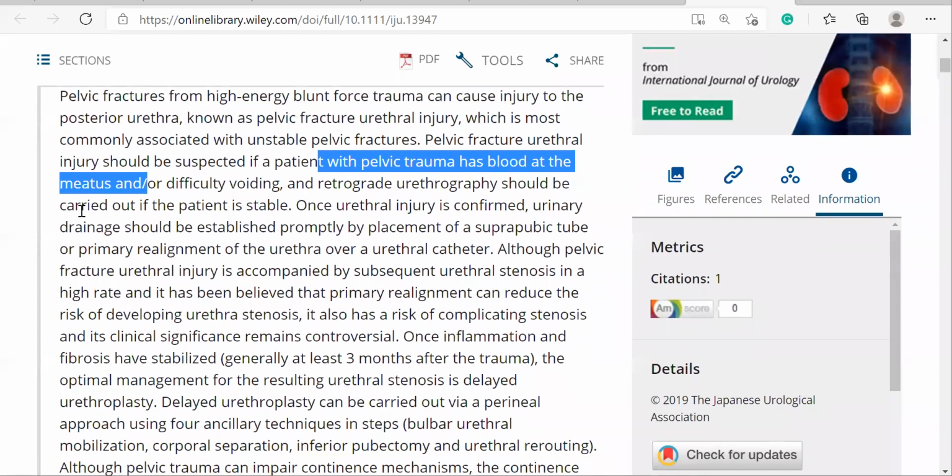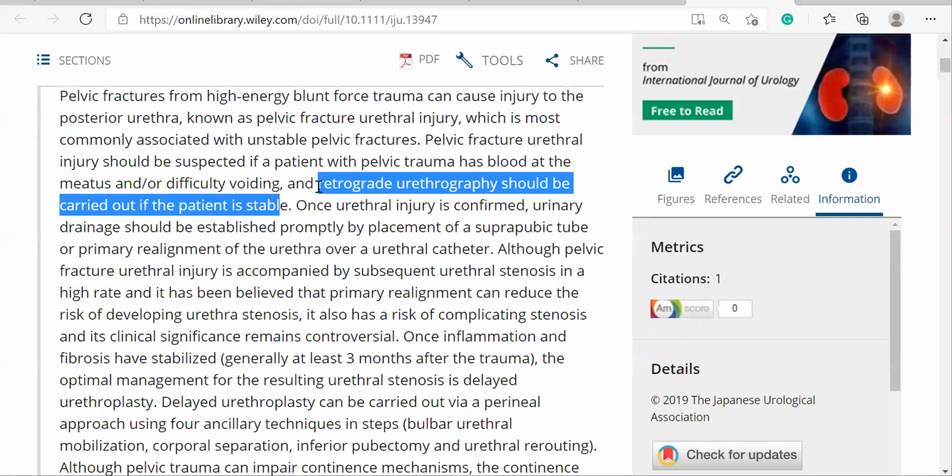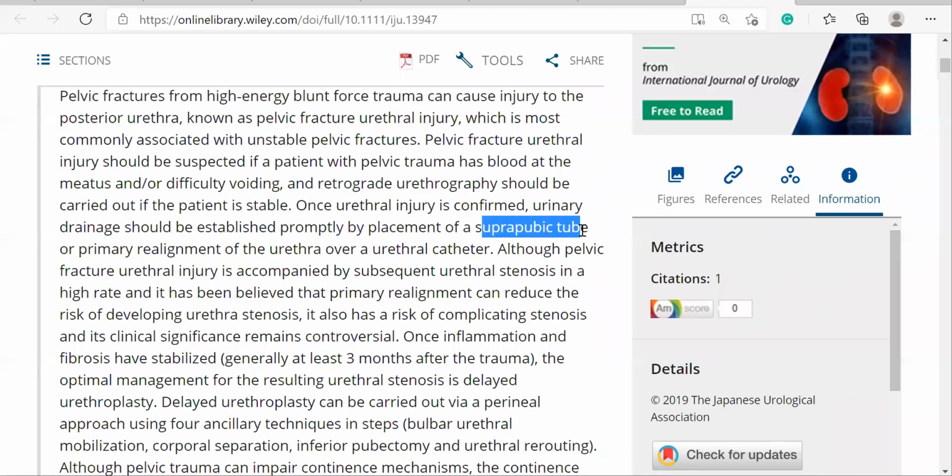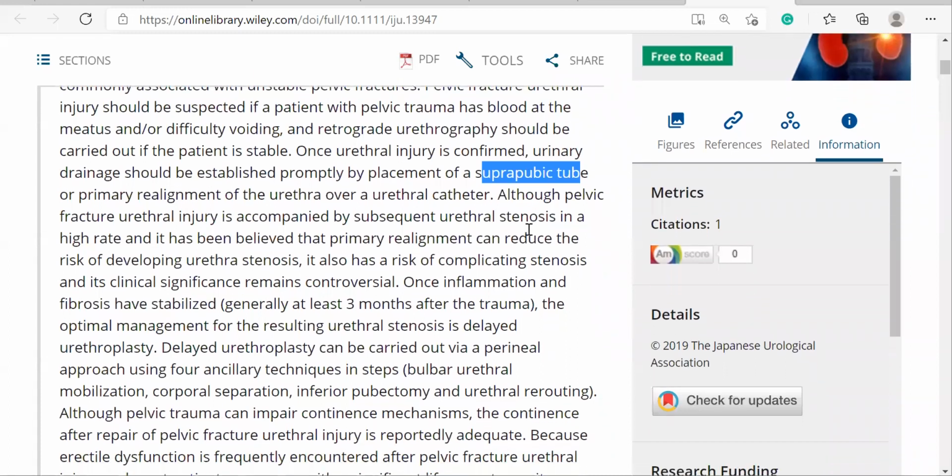And a retrograde urethrography should be carried out if the patient is stable. So this is our answer. Retrograde urethrography should be carried out if our patient is stable. Once the urethral injury is confirmed, urinary drainage should be established promptly by placement of a suprapubic tube. Okay, normally, if you see in the retrograde urethrogram that there is urethral injury, you will go for a suprapubic tube.